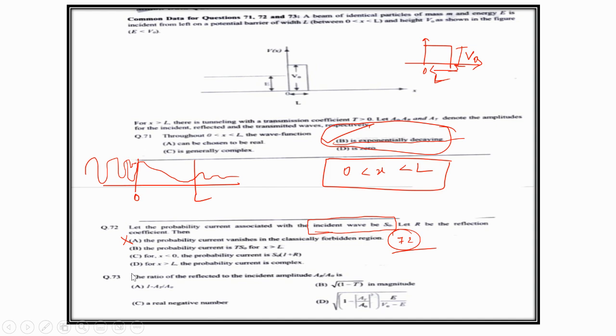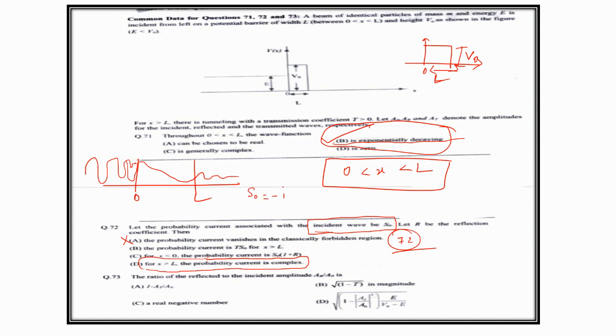Now the next, D, is for x greater than L, the probability current is complex, and B is the probability current is T S naught for x greater than L. This is wrong? No. We'll see. We'll see second, B, why the probability current is T S naught for x greater than L. So first let us solve the probability current associated with the incident wave, S naught. So find out the S naught value.